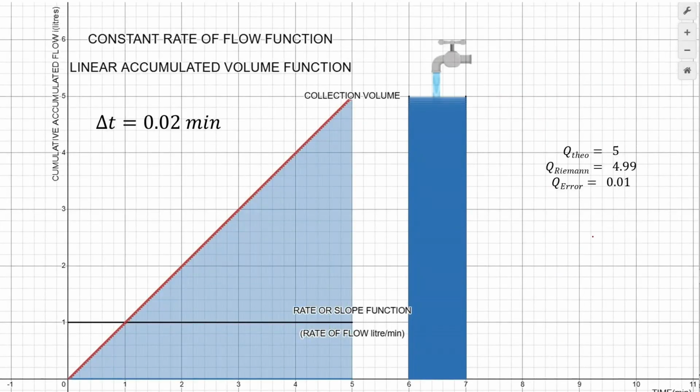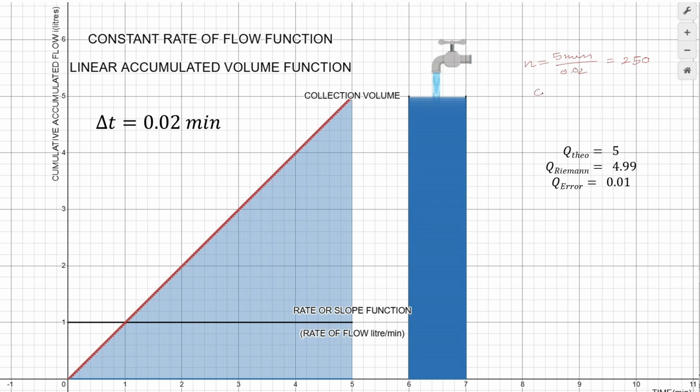The final thing is we can have the delta t as 0.02. With that we can calculate the volume. The number of steps is given by 5 minutes divided by 0.02 minutes. So totally I'll be having 250 divisions, and you can calculate the volume based on this.